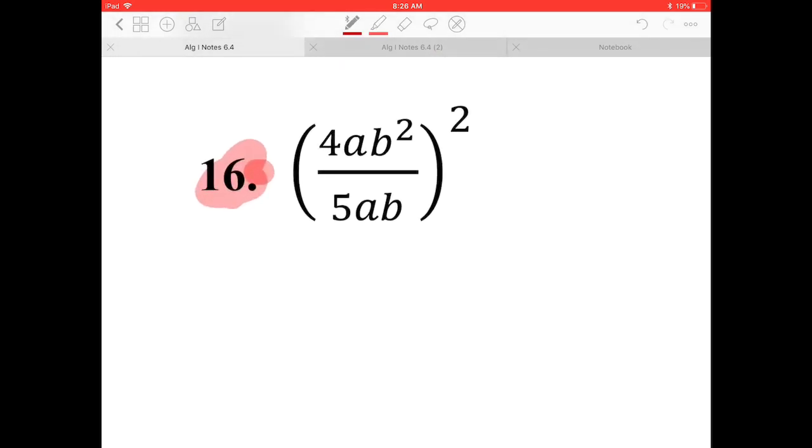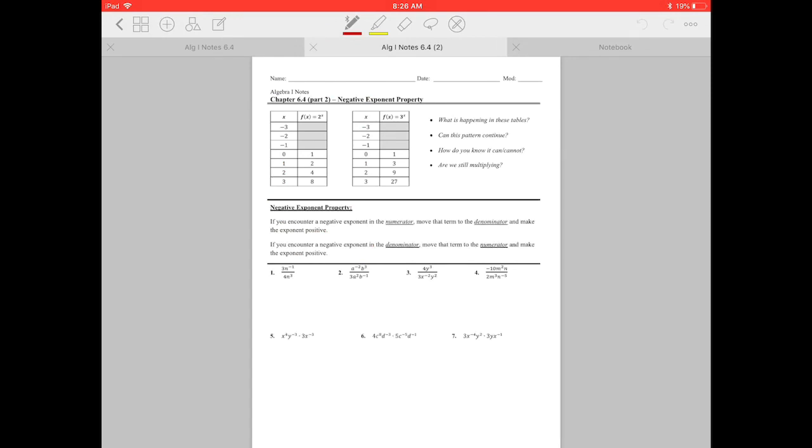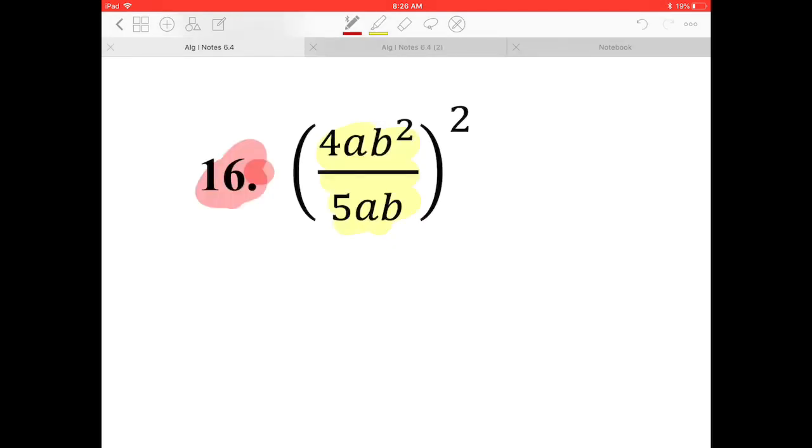All right, 16. You have, I'm sorry, let me start that over. You have 4AB squared divided by 5AB, and then the whole thing squared, okay? So what you need to do, again, is follow PEMDAS. P stands for parentheses, and I do have something happening inside these parentheses. So I need to start with the division, the quotient property, okay? All right, so inside the parentheses, 4/5. Does that reduce? No. So leave it the way it is.